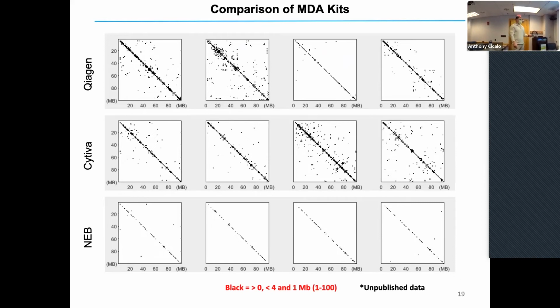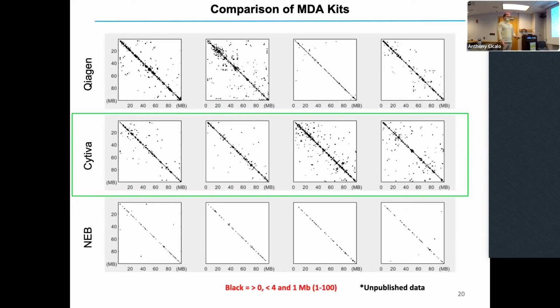So what we did was we sequenced all these cells and plotted them, and we could see right away that NAB was just very sparse. It was diagonally dominant. There weren't very many off-diagonal contacts, and it was just sparse in general. But then Cytiva and QIAGEN, you know, this cell right here and this cell right here look pretty similar, but uniformly there's some sparsity that we didn't see with Cytiva. So we ended up choosing Cytiva as the MDA kit to go with.